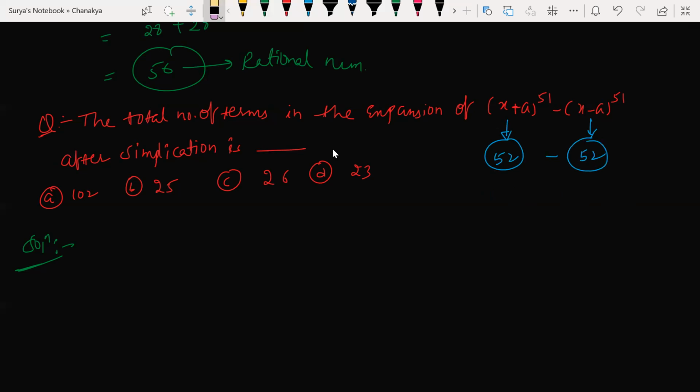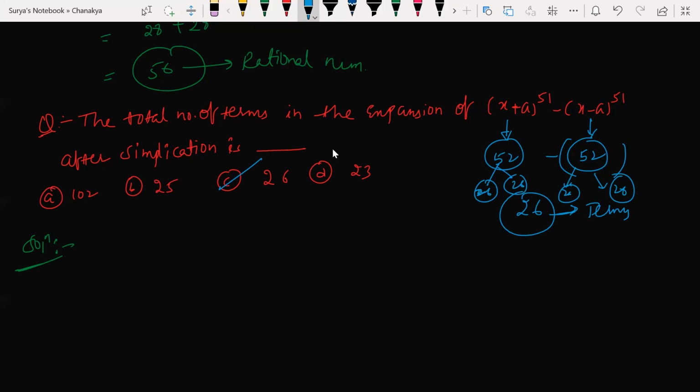From the 52 terms, half of the terms will be getting cancelled. Half of the terms will be getting cancelled or not? Guys, half of the terms will be getting cancelled or not? So I'll be left with only 26 terms at last. So the answer is 26. This will be distributed as 26, 26. So in total you'll be left with 26 terms. So 26 is the answer.